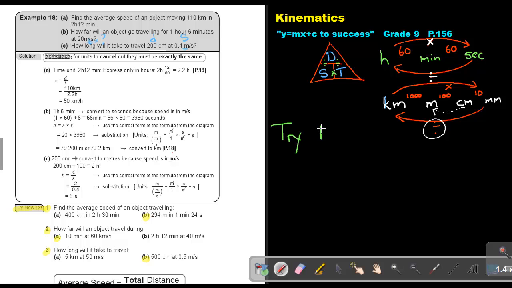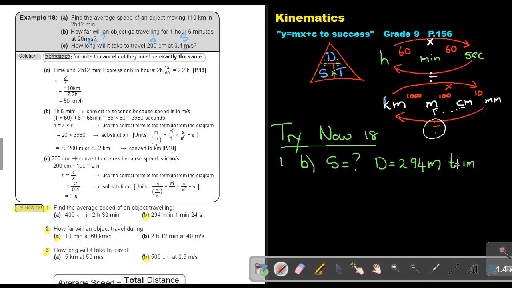Try now 18. Let's start with number 1B. So it's 294. Find the average speed. They are asking me the speed. What are they giving me? The distance. Write the units. So it's 294 meters. And the time. It's 1 minute and 24 seconds.